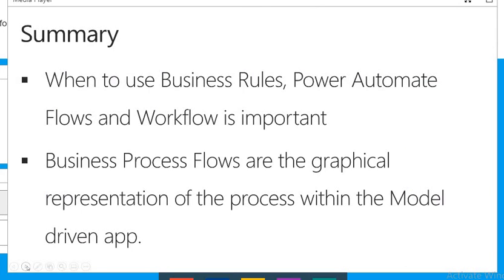So in summary, it's always good to know when to use the different automation options: business rules, Power Automate flows, and workflow, as well as business process flows. Now, typically that's going to be down to the business problem that you're solving. The next thing is that business process flows are the graphical representation of the process within the model-driven app. The automation that runs behind it will be your business rules, Power Automate flows, and workflow. But the business process flows are the red bar you see above the top of the entities.